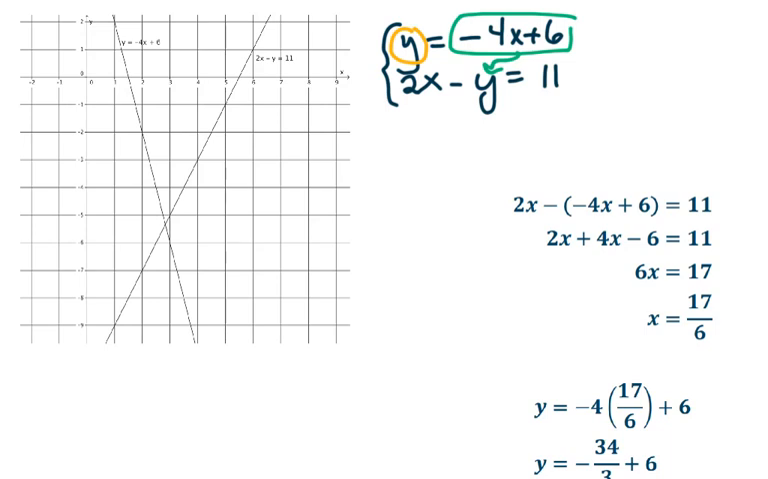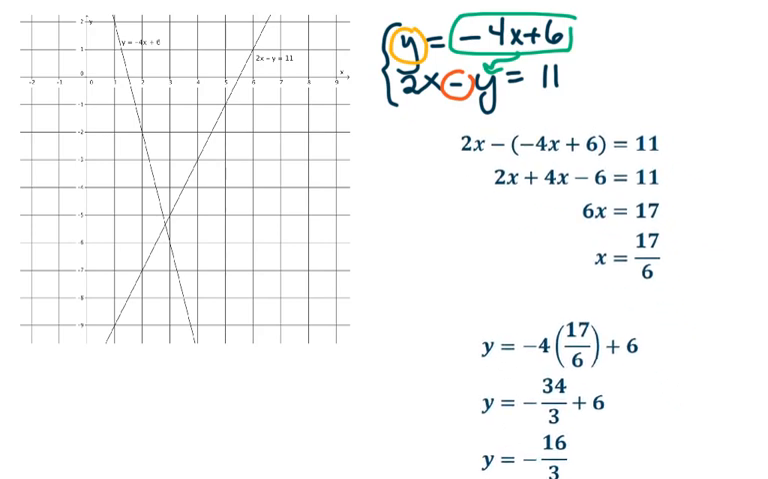Pay attention though when we do that. We need to make sure that we use that negative and that when we substitute in everything, that negative 4x plus 6, everything needs to be negated. So the sign will change on everything. Let's take a look at what that turns out to be.